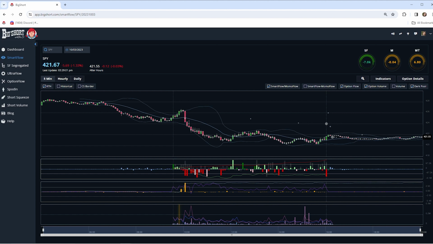So we really recommend that you research each ticker's historical charts before starting to trade with smart flow for that ticker. And again, we have historical data going back 4 years on all tickers, so you have more than enough data to find those tradable signals.